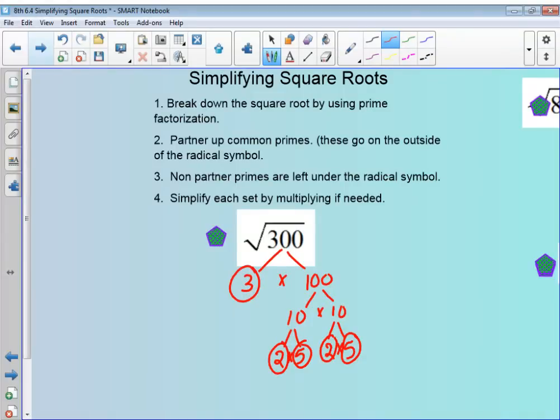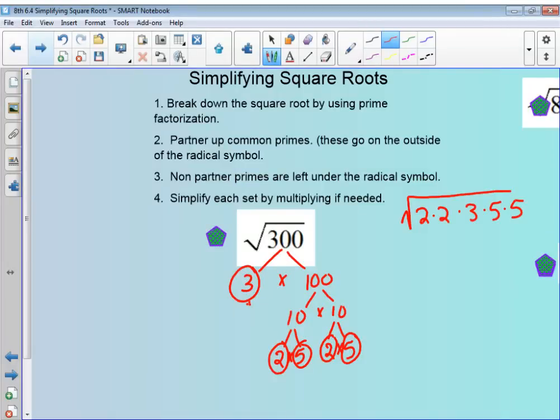So now I'm going to go ahead and write everything out. So really what I have is the square root, and then I've got 2 times 2. When you're writing it out, put them next to each other so that it's very easy for you to see the pairs. And then I've got times 3 times 5 times 5. Notice, although I had my 3 clear over here, I still put them in order from smallest to largest.